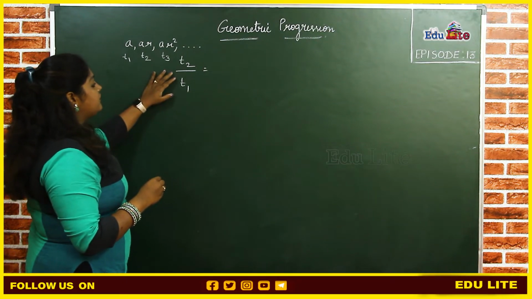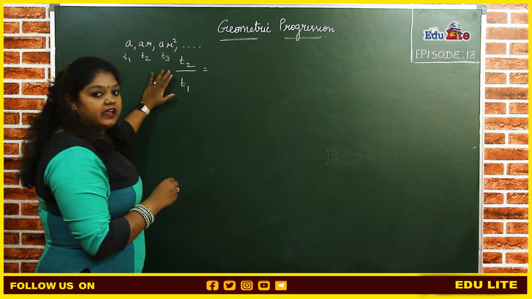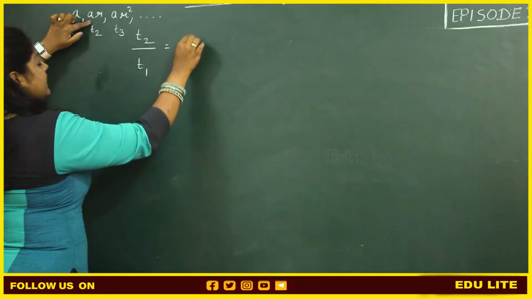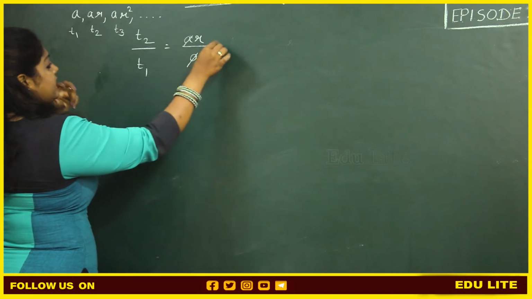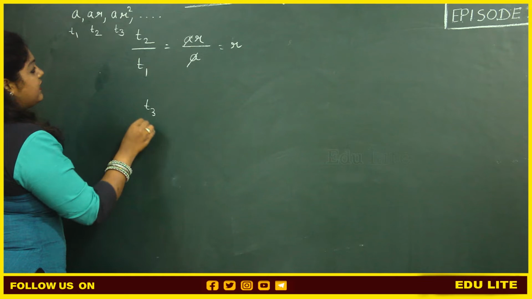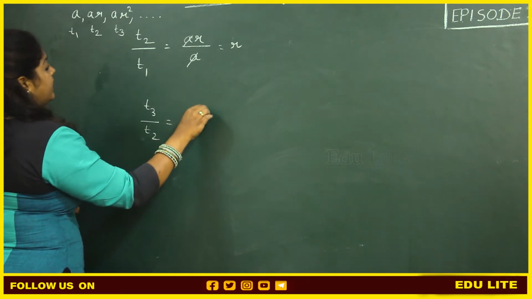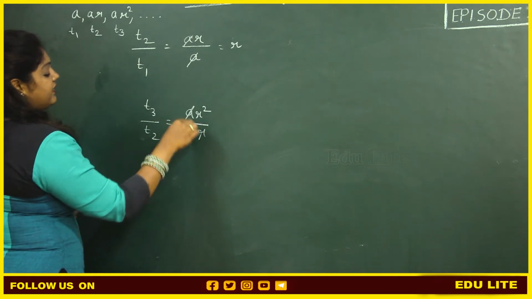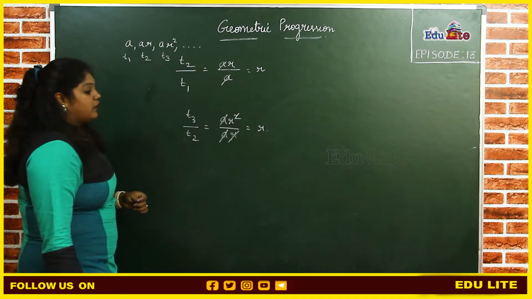As I told you, to find the value of the common ratio R in a geometric progression, we can use the formula T2 by T1. The value of T2 is AR and the value of T1 is A. So we can cancel A and A. It will give us R. Similarly, T3 by T2. The value of T3 is AR square and the value of T2 is AR. So A and A will get cancelled, and one R cancels one R. So the value of this is also R.